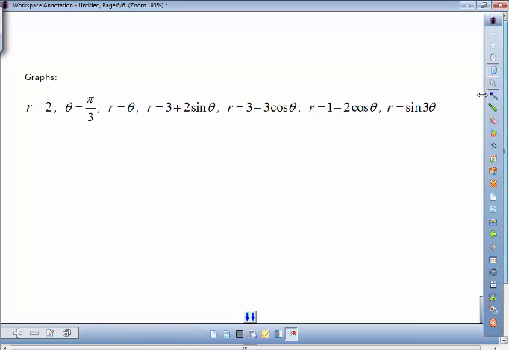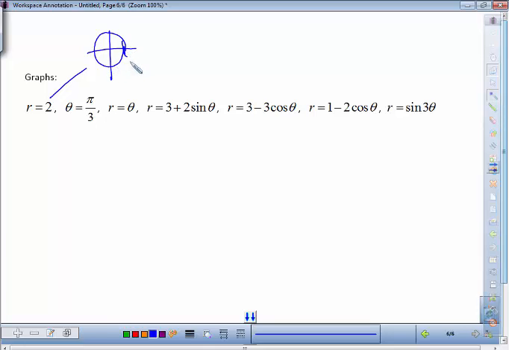What's that going to look like? A circle of radius 2. That one's easy. Radius 2 or 4? Radius 2. Okay. r is equal to theta. We actually saw that being drawn out, right? That was our first example. What does that look like? A spiral. That was a cool graph.